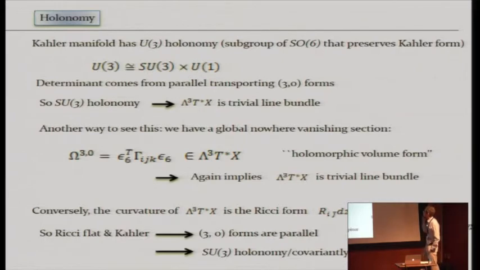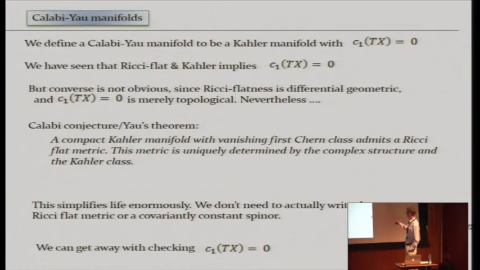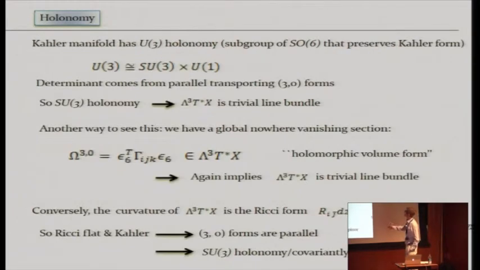Okay, so now let's think about this a little bit more. Let's try to connect it with some of the other things that we said before about Kähler manifolds and Ricci tensors and so on. Now, a Kähler manifold turns out to have U3 holonomy. So a Kähler manifold also has special holonomy. It's not a generic SO(D) holonomy. It has this extra structure, this Kähler form J, which is covariantly constant. And if you now parallel transport the Kähler form around the loop, it also has to come back to itself. So the subgroup of SO6 that preserves the Kähler form is U3.